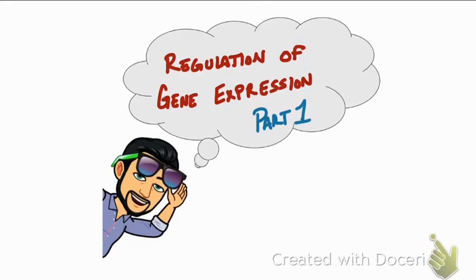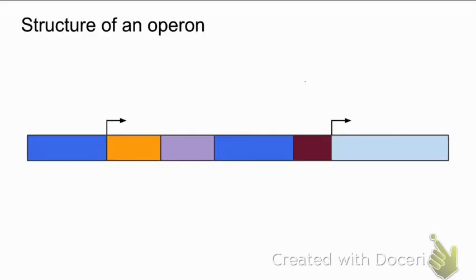Hey all, in this first video on regulation of gene expression, what we're going to talk about are simple bacterial models of gene expression that are known as operons. So let's talk a little bit about the structure of an operon.